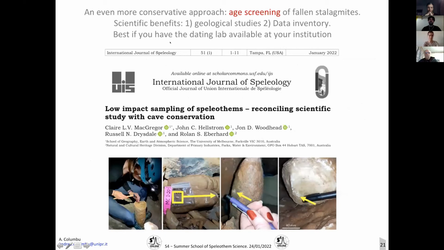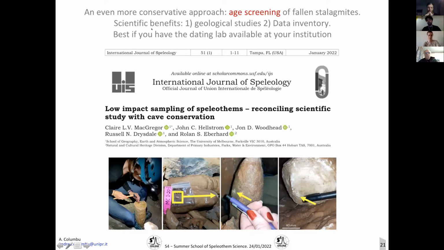But also an even more conservative approach, in my opinion, is the age screening of fallen stalagmites. This is the paper we have seen at the beginning. McGregor and colleagues went to caves in Australia and extracted little pieces of fallen stalagmites, and they brought the samples to the lab in order to do some age screening, and then eventually they would go back to the same caves to only bring out the speleothems they like more.